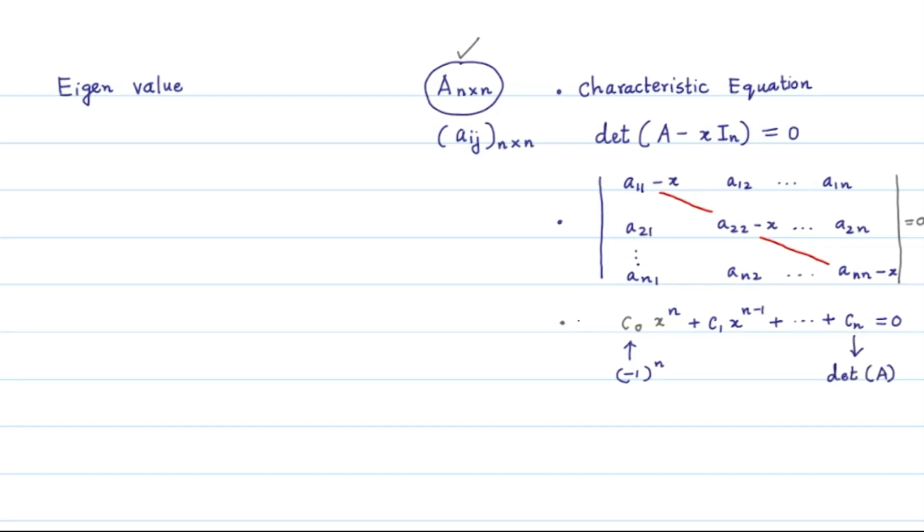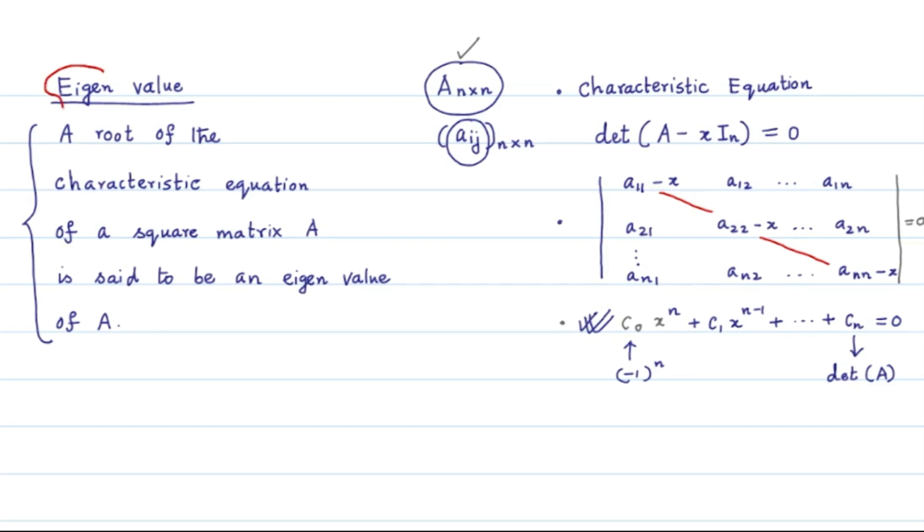Since this characteristic equation is an equation of degree n, it will have n roots, and not necessarily are all these n roots real, even if all these entries a_ij are real. Any root of this characteristic equation is called a characteristic value of the matrix capital A or an eigenvalue of the matrix capital A. The word eigen has a German origin whose English equivalent is own.